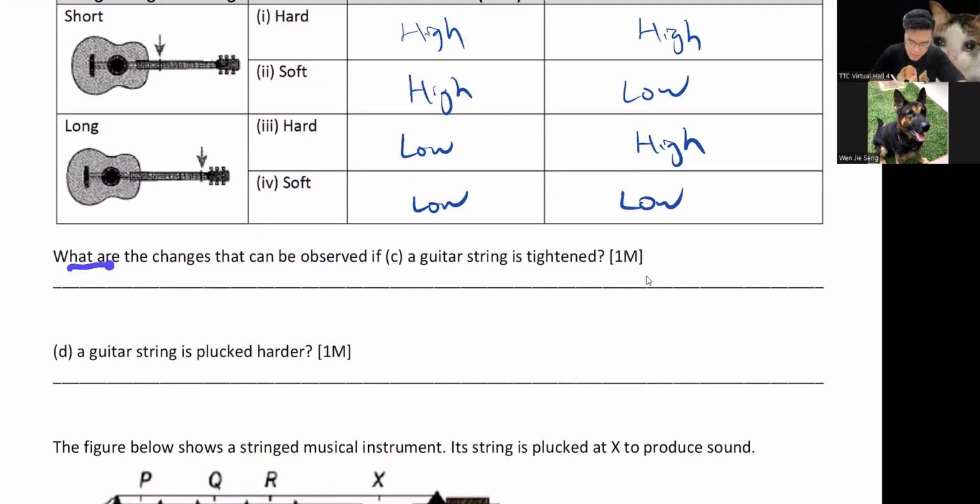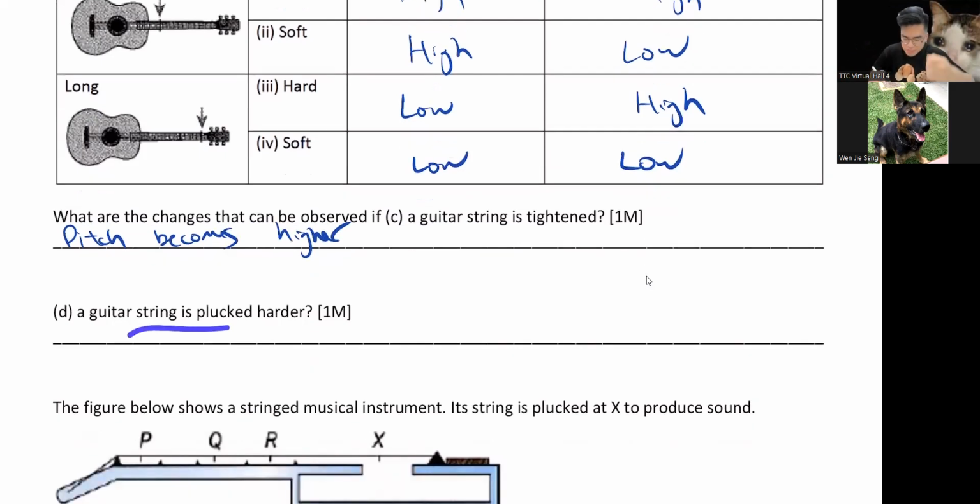Next, what are the changes that can be observed if a guitar string is tightened? If a string is tightened, it becomes tighter, so it vibrates faster. So the frequency will increase, or you can say the pitch becomes higher. It's like tuning your guitar: if you tighten it, the pitch will become higher. If a guitar string is plucked harder, it will be louder. It should be easy. I hope you understand.